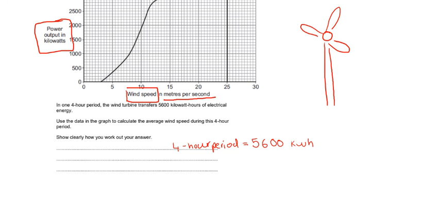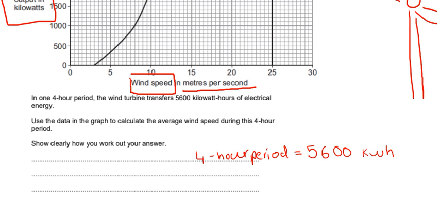Then the question says, use the data in the graph to calculate the average wind speed during this 4-hour period. We just need the average for this 4-hour period. Then it says, show clearly how you work out your answer.